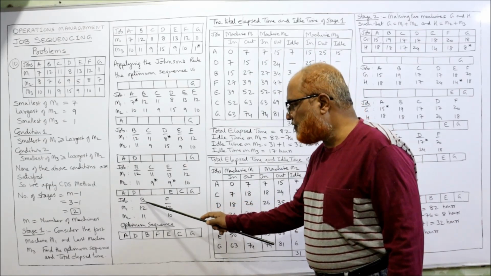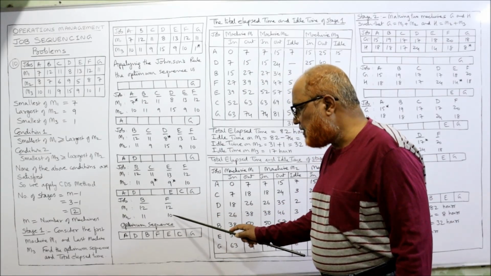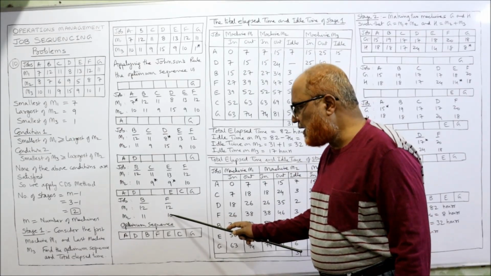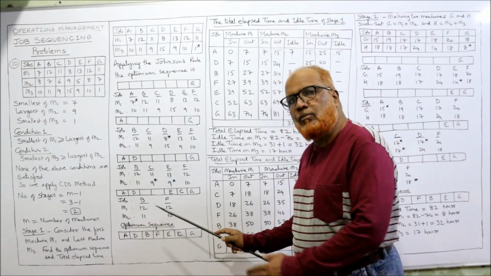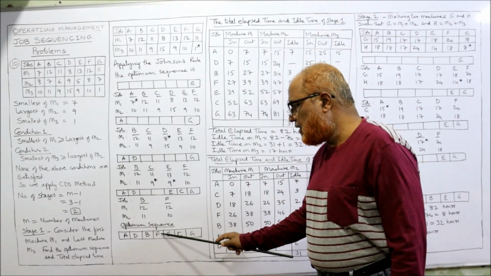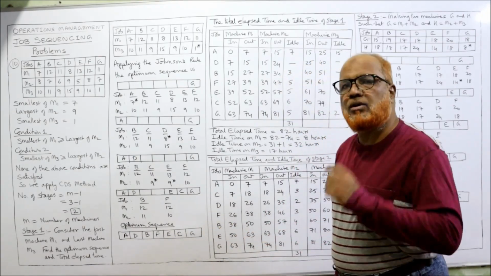Remaining two jobs are left, B and F. 12, 11, 12, 10. The minimum time is 10. So F is the job, 10 is the minimum on M2. M2 means right-hand side. So before E we will take F. Now the remaining job B goes in the remaining cell. So this is the optimum sequence.